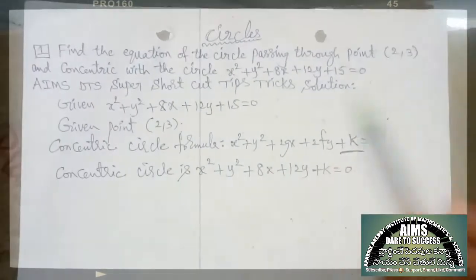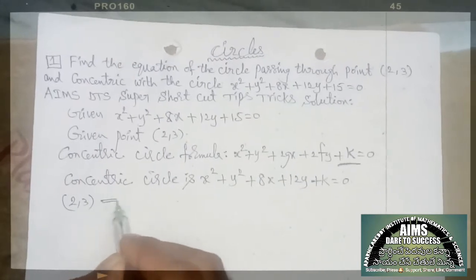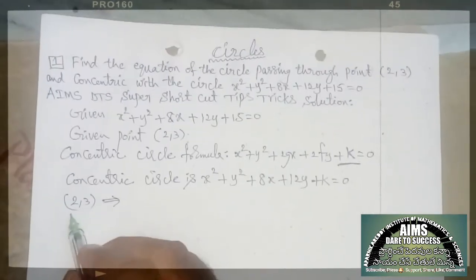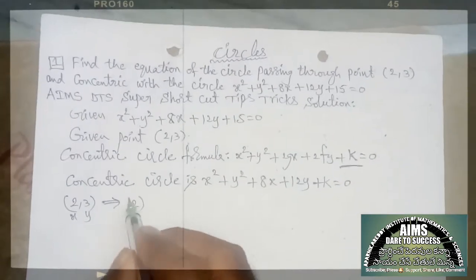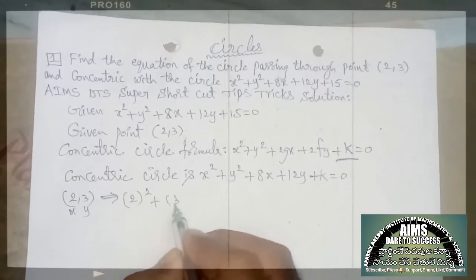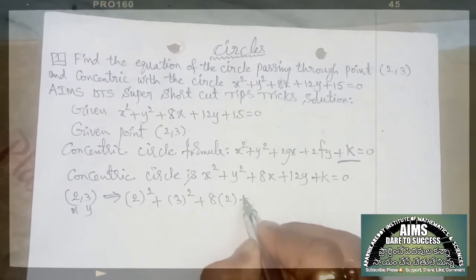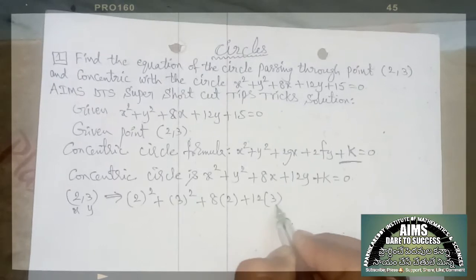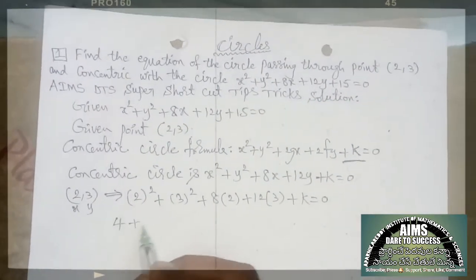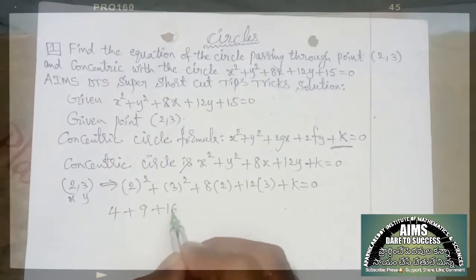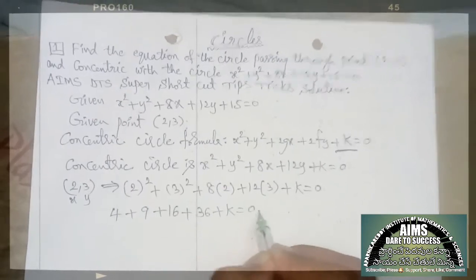Read the question: passing through the point (2, 3). So passing through (2, 3) in this circle, we get x is 2, y is 3. Substituting here, 2 square plus 3 square plus 8 into the x value 2 plus 12 into the y value 3 plus k is equal to 0. 2 2s are 4, plus 3 3s are 9, plus 8 2s are 16, plus 12 3s are 36, plus k is equal to 0.